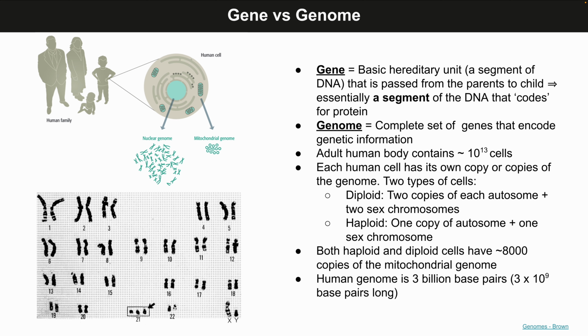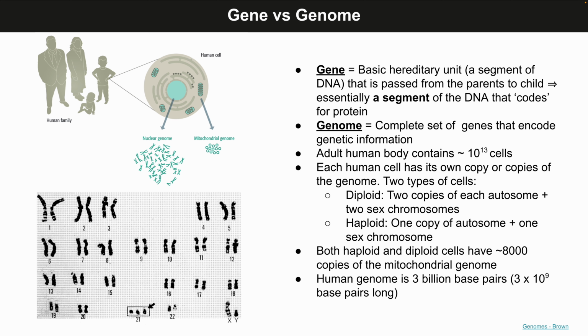There's another word called genome, which is the complete set of genes that encode the genetic information, right? So there is a gene, which is a unit in itself, and then there is the genome, which is the complete set of genes that encode the genetic information. Overall, we have around a trillion cells, and each of these cells will have DNA, but that DNA does not exist on its own. It's wrapped around different proteins, which we'll talk about once the time comes.